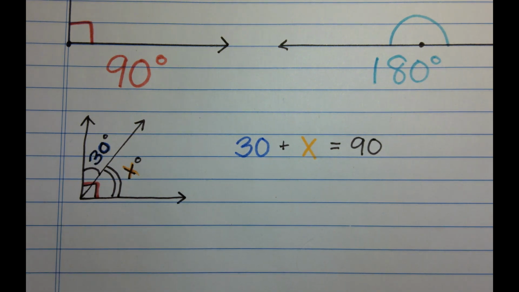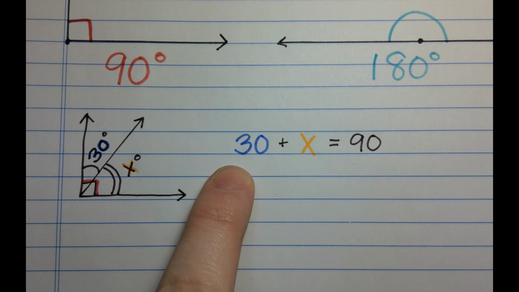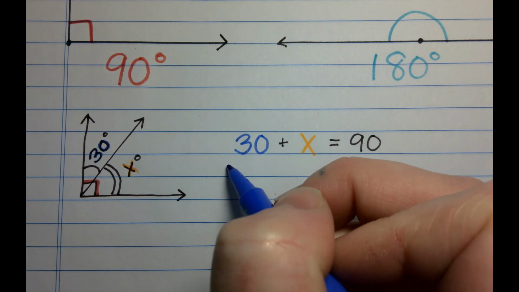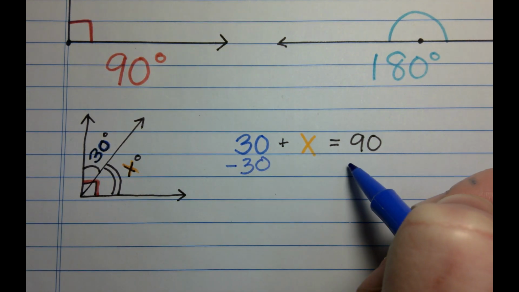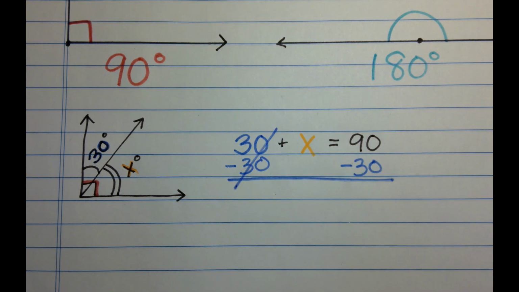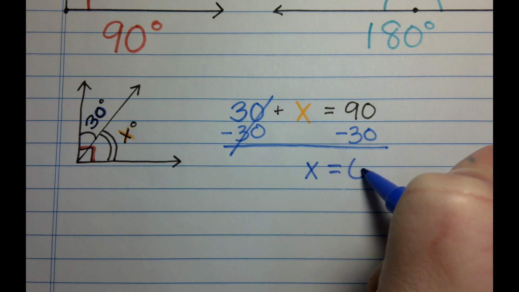You take 30 from both sides? Yes, we're just going to solve this like any normal equation we would in previous classes. If we want to get X by itself, we're going to get rid of 30. We're going to subtract 30 from both sides. So minus 30, minus 30. Yes, my 30s canceled, and my answer is X equals 60.